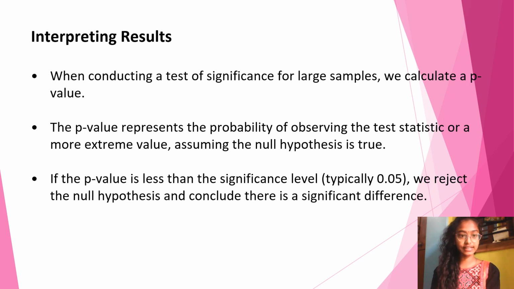Now, next, let us see interpreting results. When conducting a test of significance for large samples, we calculate a p-value. The p-value represents the probability of observing the test statistic or a more extreme value, assuming that the null hypothesis is true. If the p-value is less than the significance level, typically 0.05, we reject the null hypothesis and conclude there is a significant difference.